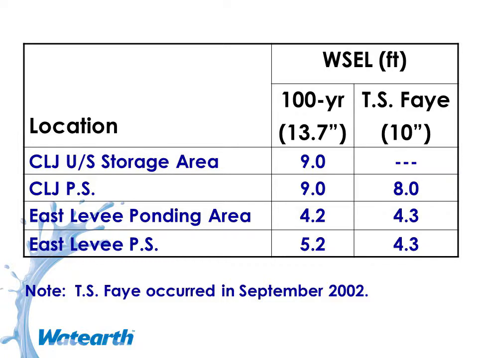Various water surface elevations. So a lot of times we're not going to calibrate projects, but we can kind of validate the models if we have data to compare to. So in this case, the 100-year event was almost 14 inches. Historical data on Tropical Storm Faye, which was 10 inches. At two locations we were about a foot higher, which seemed in the order of reasonable given the differences in rainfall. One location, it was very similar results.